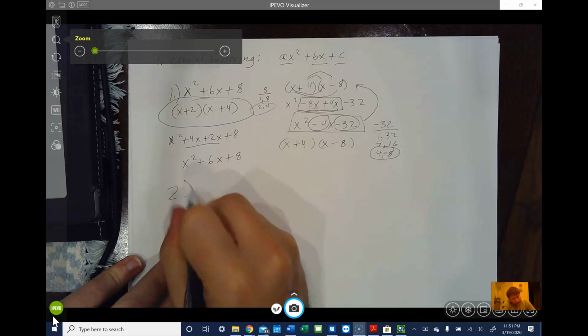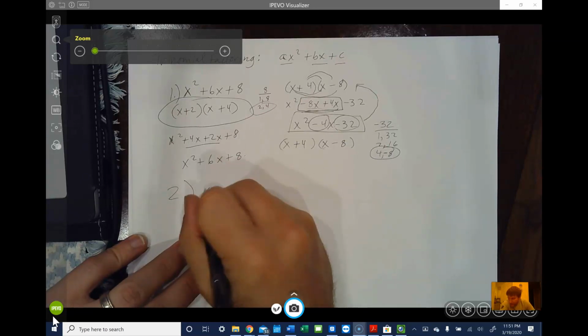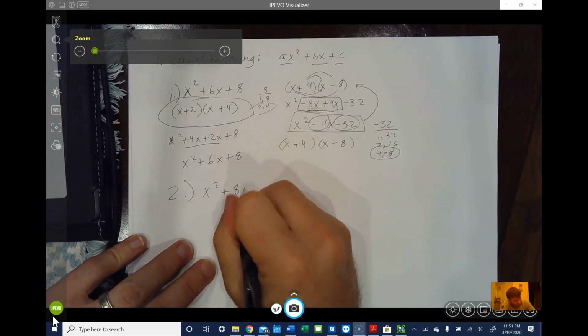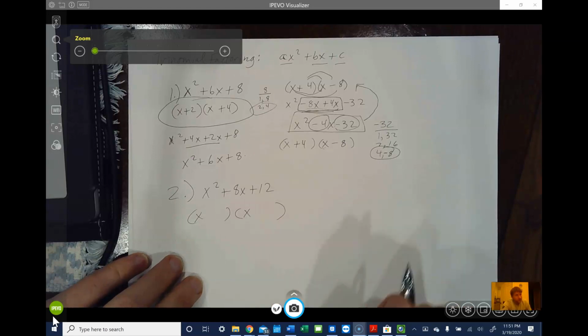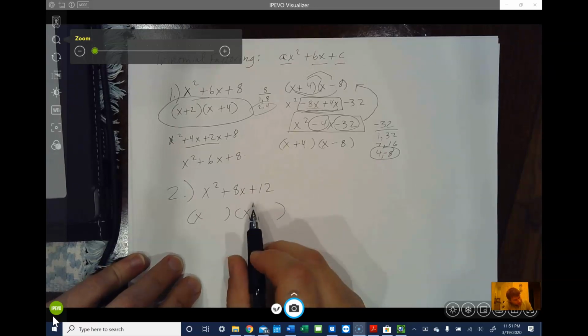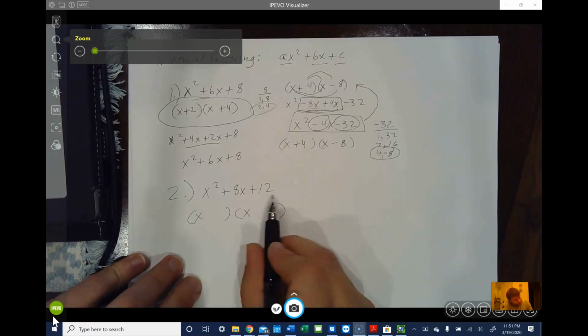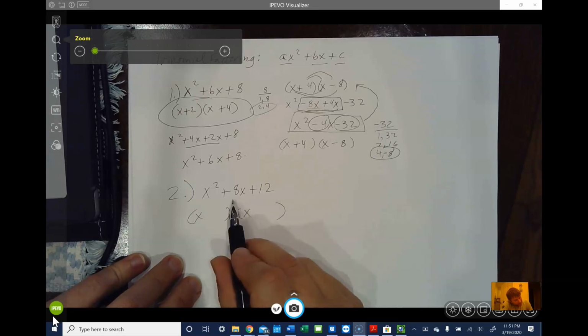Okay, let's do another example. Let's factor x squared plus 8x plus 12. You may want to pause it and see if you can do it before I work it out. All right, so what multiplies to get 12 and adds to get 8?